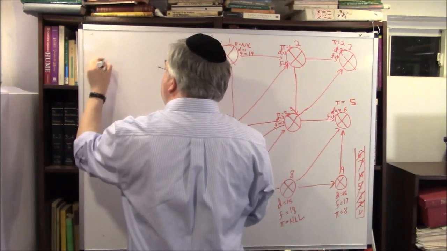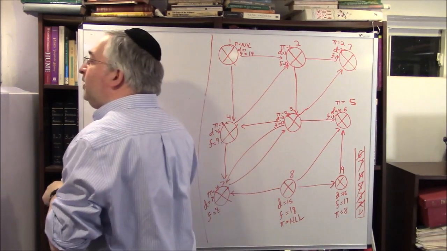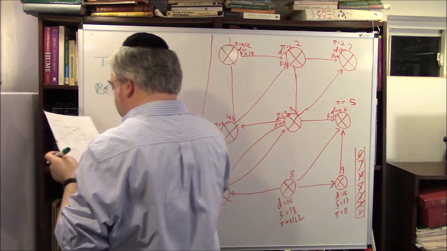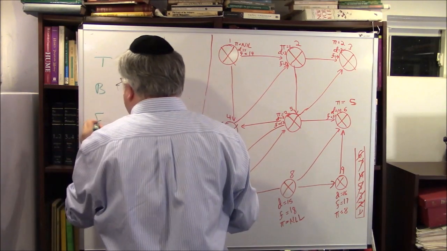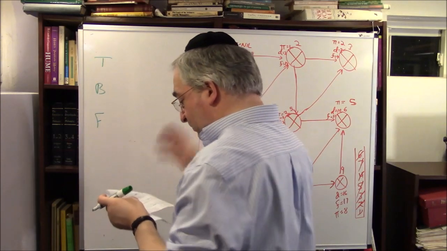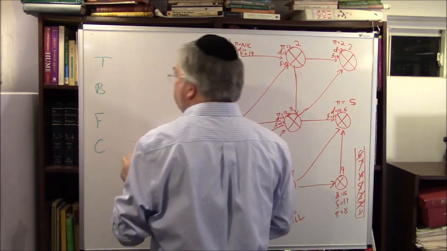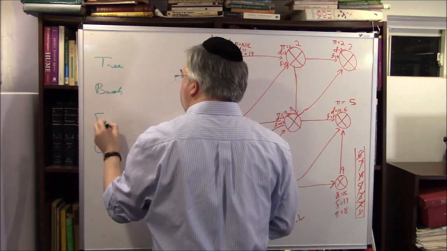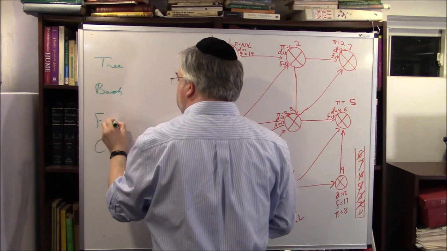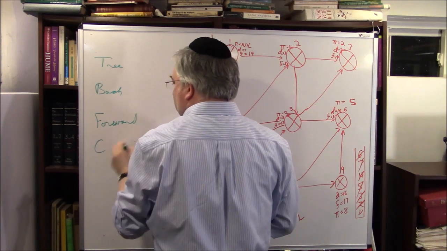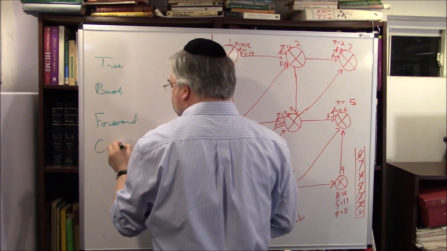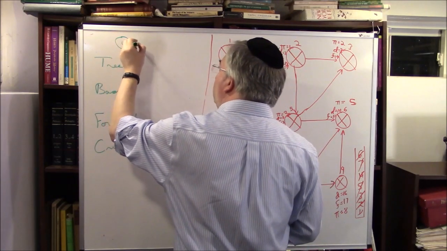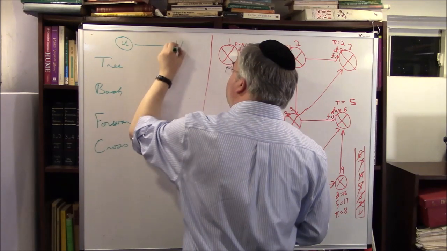There are tree edges. There are back edges. There are forward edges. And then there are cross edges. So let's just do tree, back, forward, and cross. Now for each one of them, you're going to have a vertex U and you're going to have a vertex V.